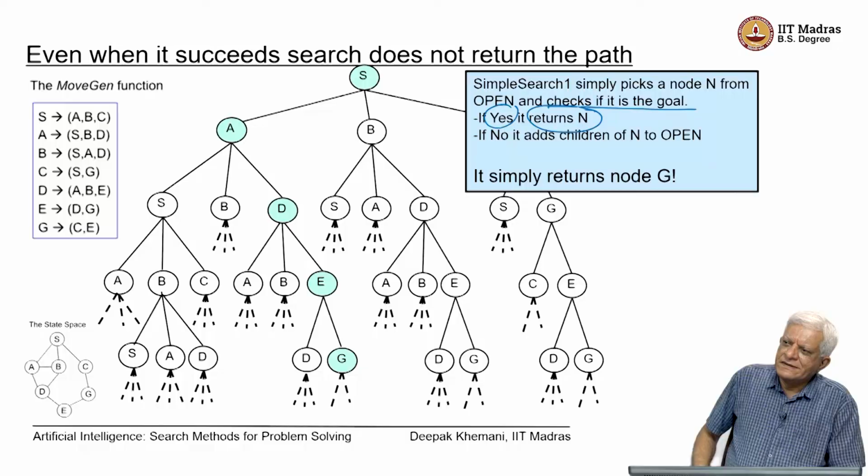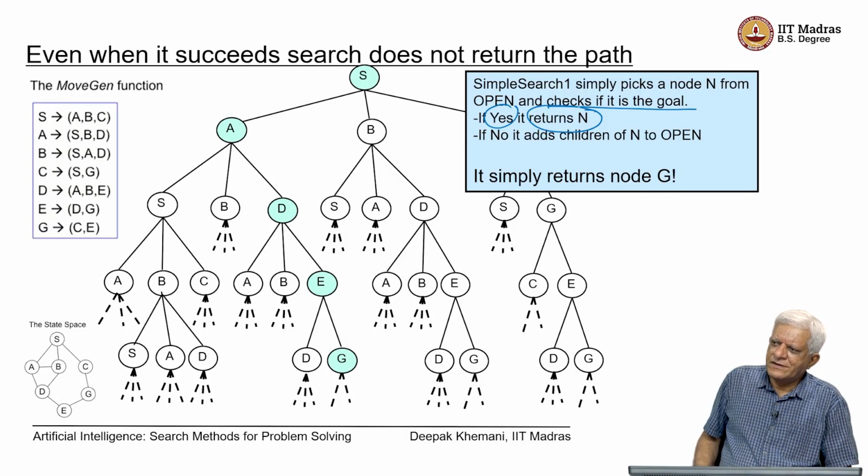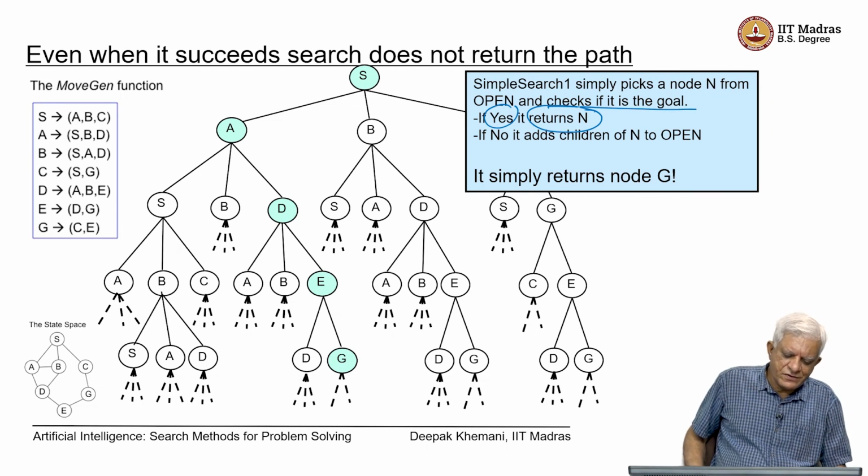The doubt is, if there is no edge between E and G in the same presented state space graph, will the simple search fail? Simple search is not guaranteed to. Simple search 2 will succeed.